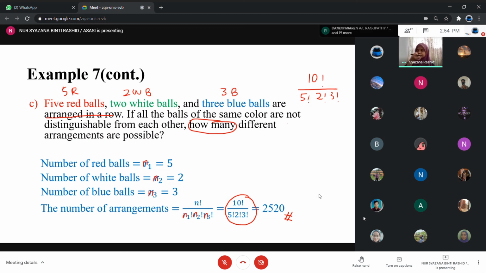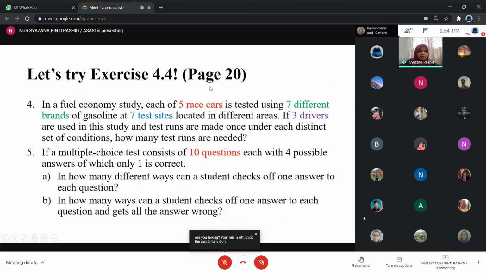Okay, ada soalan lain? Okay, if no question, ni soalan daripada page 20. Okay, you boleh tengok you punya modul. I tak buat sekarang. I will discuss this at the end of the class after I habis discuss combination. Okay, so question 4 and 5. This question related with multiplication principle. So ambil je dulu nombor soalan. Boleh tengok dekat modul page 20. Okay, question 4 and 5. This question related with multiplication principle.